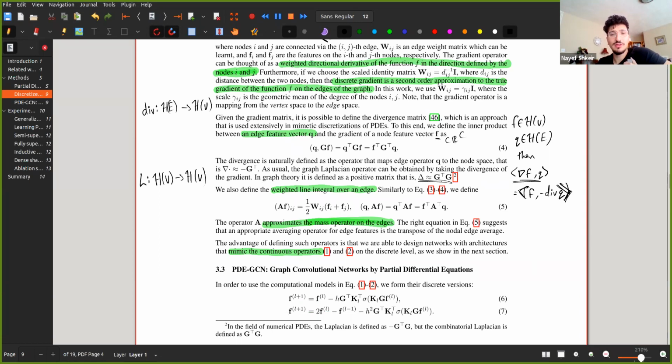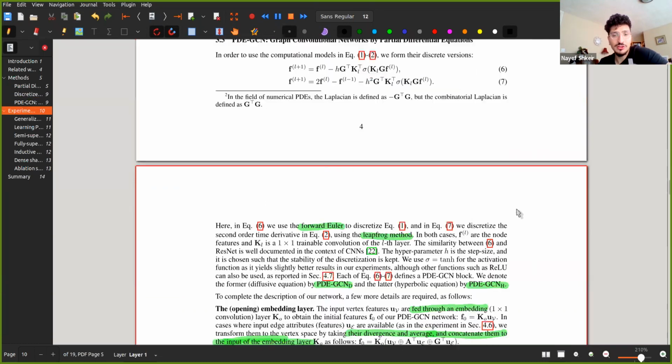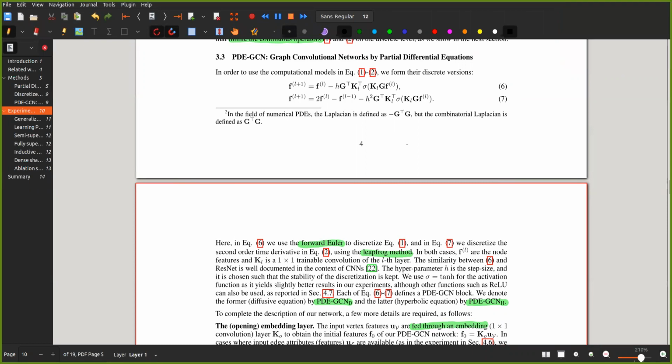And so with these discretized representations of the continuous operators, they can then define a layer by layer update using the PDE models. For the diffusion model, they just use forward Euler, and for the hyperbolic, they just use the leapfrog method. And so this GF is going to be your gradient of F, and then you have some convolution kernel, and so on. H is going to be your time step when you think of discretizations of the models.